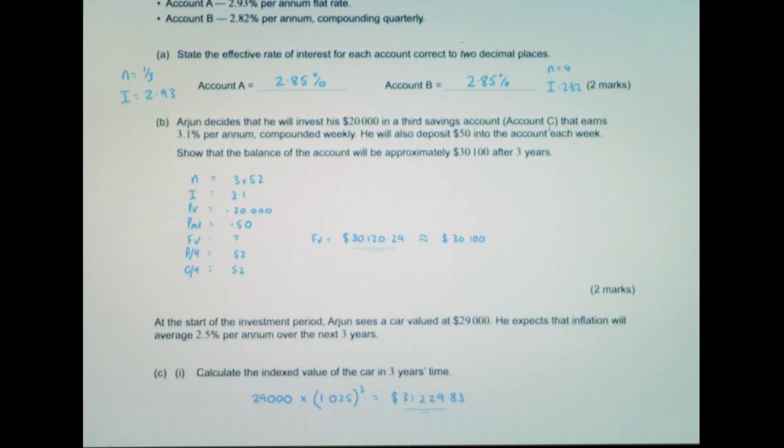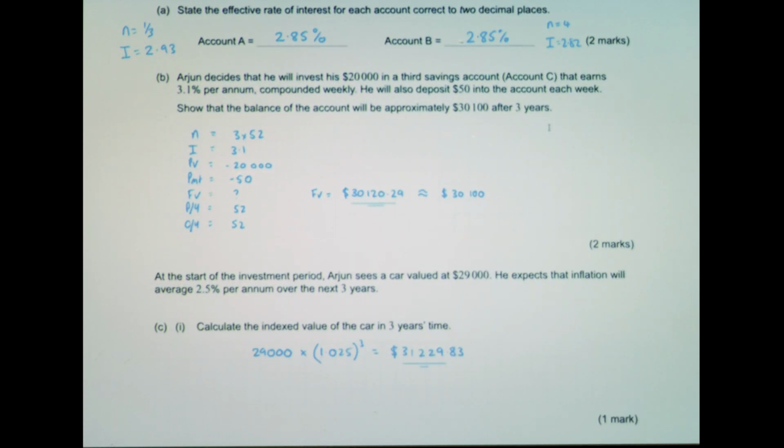Part B then goes on to look at investment. So we're looking to show that the balance of the account is going to be approximately 30,100 after 3 years. So there's a couple of important points here.